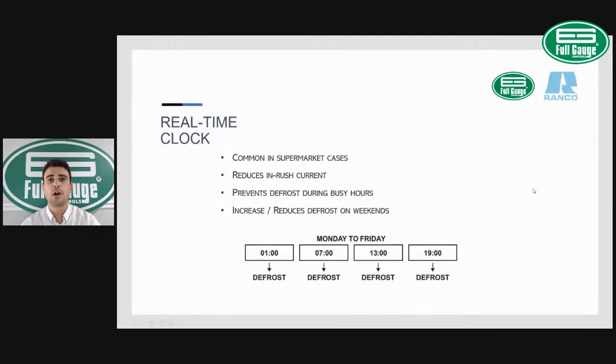Another common defrost determination method is the real-time clock defrost. Real-time clock defrost is commonly found in supermarket cases. It allows you, when you have multiple pieces of equipment in one installation, to have each piece of equipment enter defrost at a specific time, preventing inrush current and preventing the current peak when you have all your equipment entering defrost at the same time.